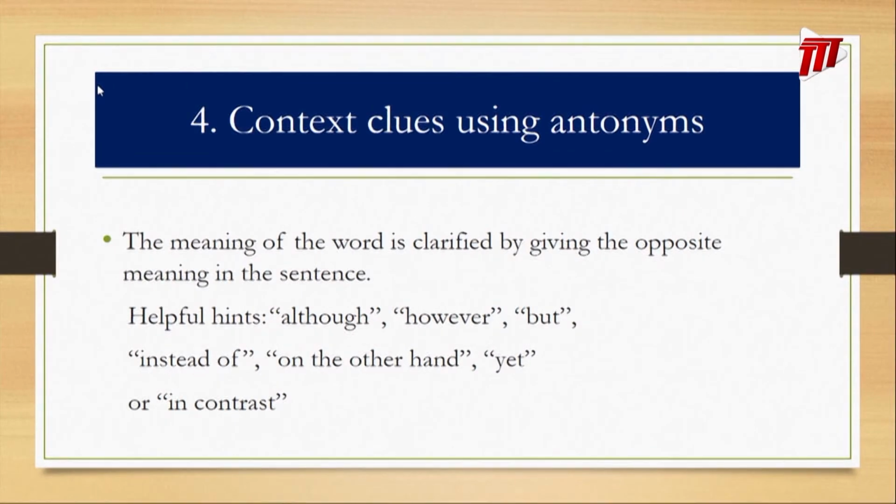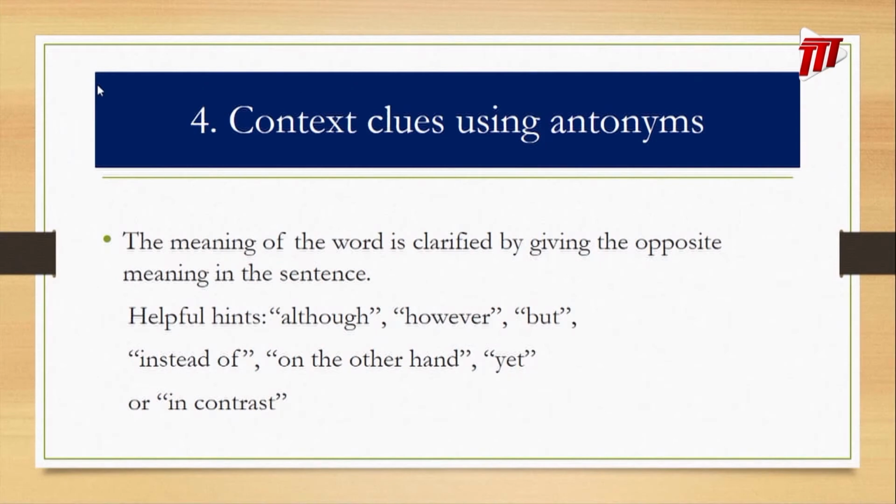The meaning of the word is clarified by giving the opposite meaning in the sentence. And in your work at school, you will know that antonyms are opposites. So here, in an antonym clue, the meaning of the word is clarified or known by giving the opposite meaning in the sentence. Helpful hints, and I want you to pay careful attention to these helpful hints or signal words. They signal to you when the antonym is going to come.